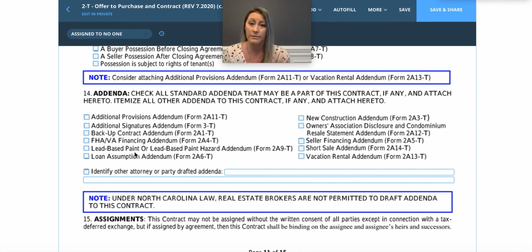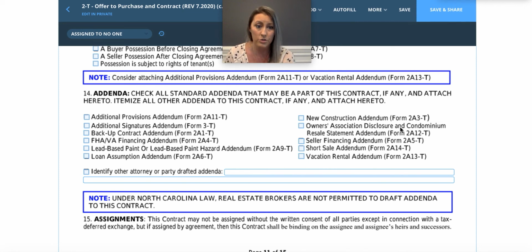Again, lead-based paint. That's one that's used fairly often. If it's pre-1978, you're going to attach the lead-based paint addendum with this offer. Loan assumption, I don't know how often this is used. I've never used it, but if you're going to assume the loan on the property, obviously you would check that. New construction addendum, again, don't really use it. New construction builders have their own contracts, so you probably wouldn't use any of these addendums. Not saying that you wouldn't ever use them. I'm just saying not very often.